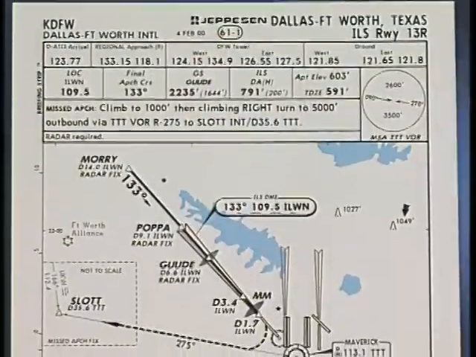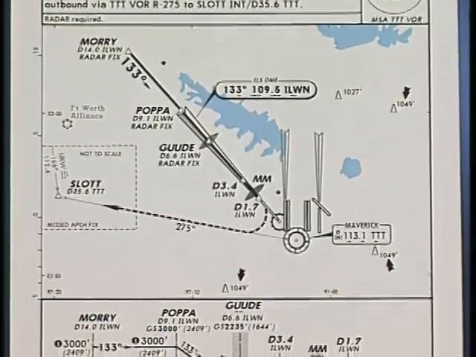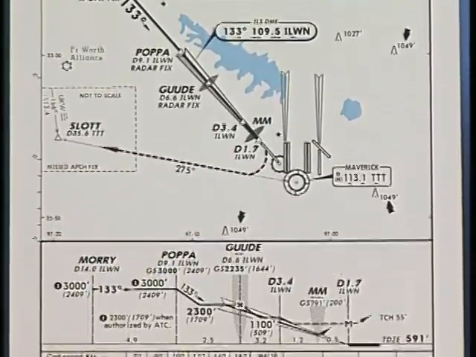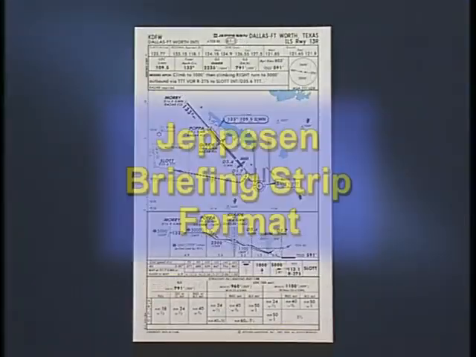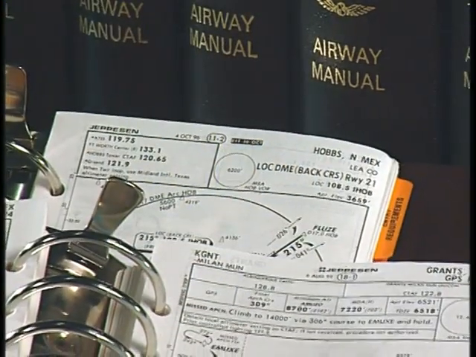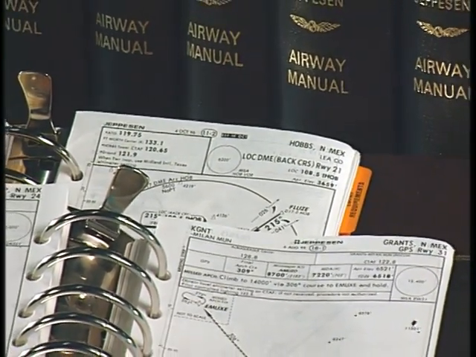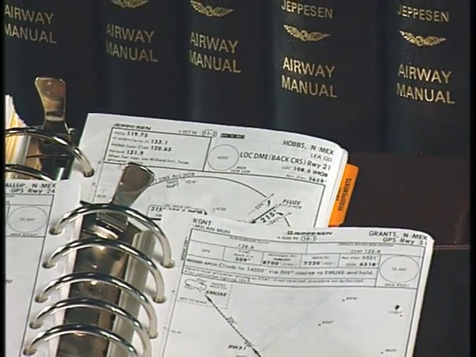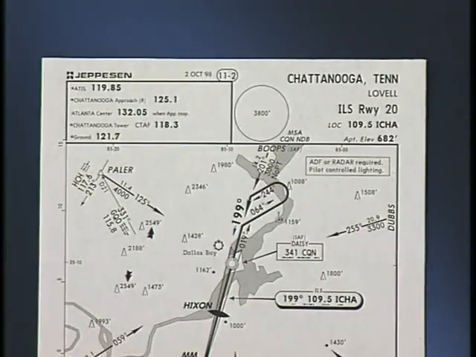Some years ago, Jeppesen introduced a new chart format. It was tested and evaluated by human factors professionals, airline crews, and general aviation pilots. The new chart format is known as the Jeppesen briefing strip format. While not every chart in the Jeppesen Approach Chart Library has been converted to the briefing strip format, the vast majority of charts have been redone. This program concentrates on the briefing strip format. However, it also contains a brief review of the classic Jeppesen chart style.